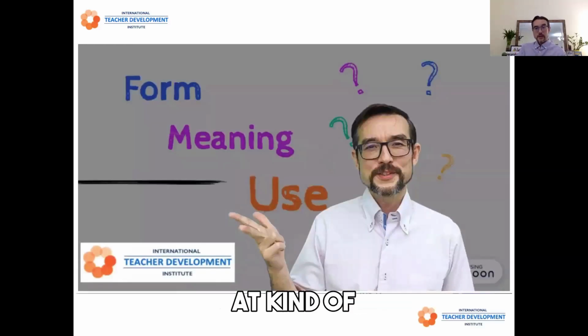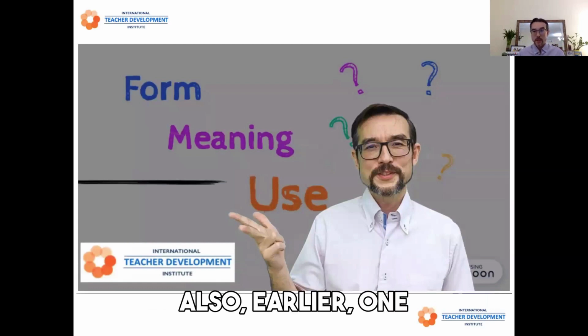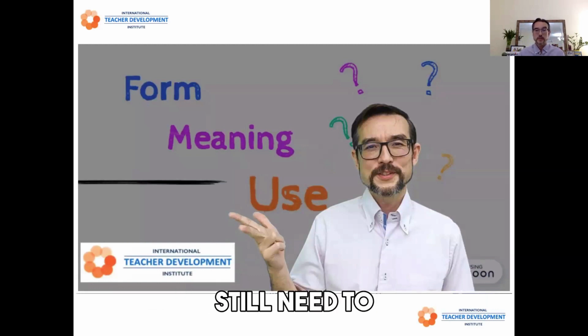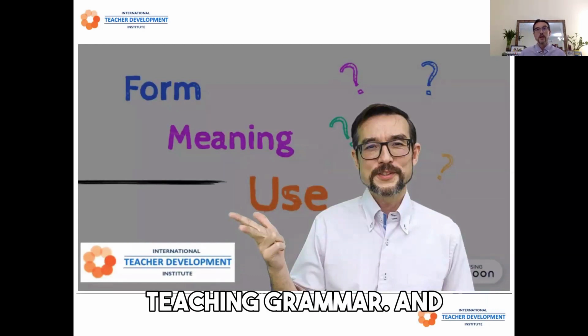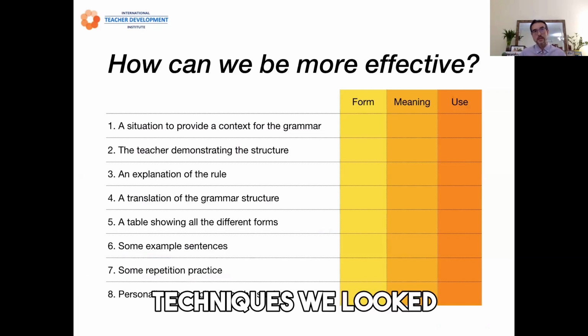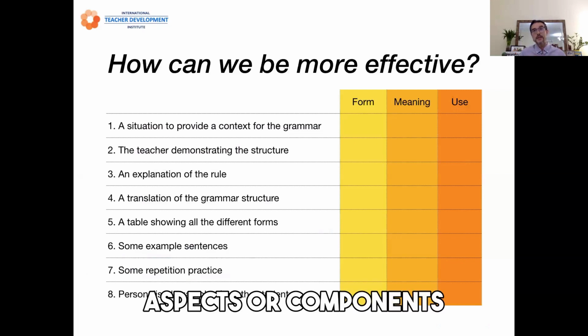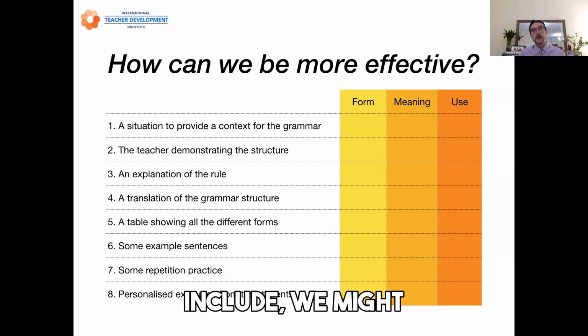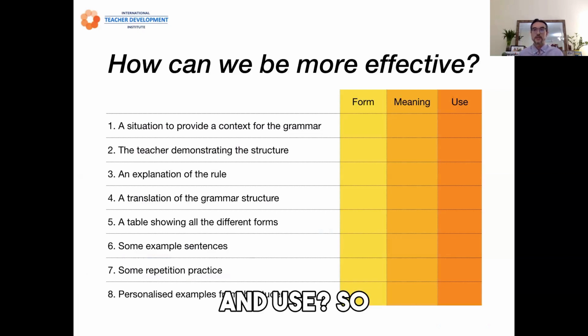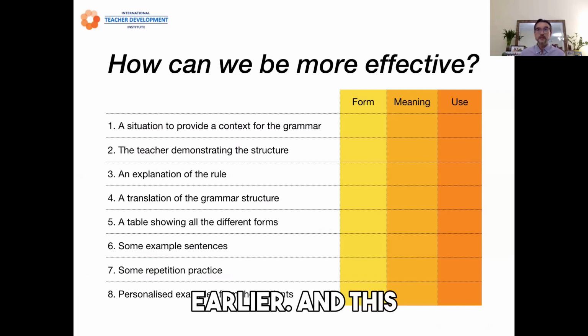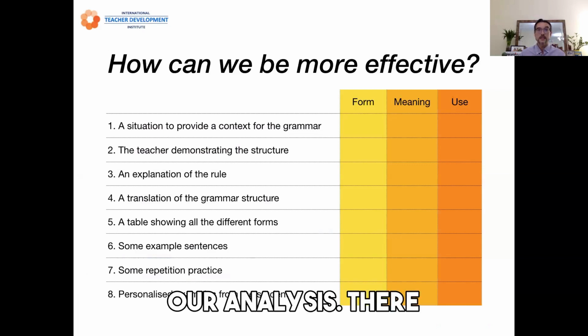So we're looking at form, meaning, and use when we take a look at vocabulary, but also earlier, one of you mentioned talking about whether you're looking at form in your classroom, and we still need to look at these three things when teaching grammar. If we go back to those techniques we looked at earlier, or those aspects or components that we might include, we might think about which ones we are doing, and are we covering all our bases of form, meaning, and use? So Steve and I looked at these earlier, and I'll just share our analysis.